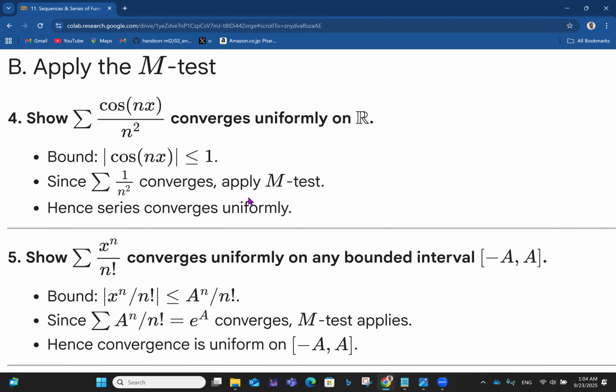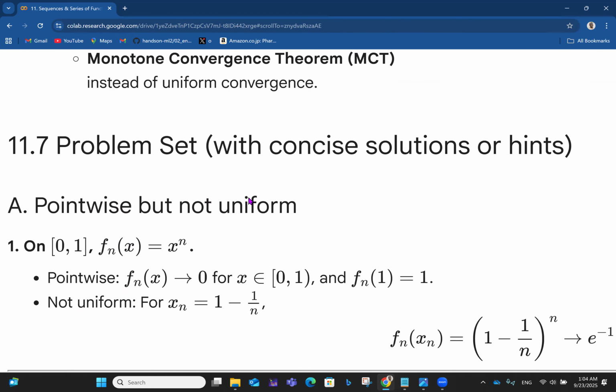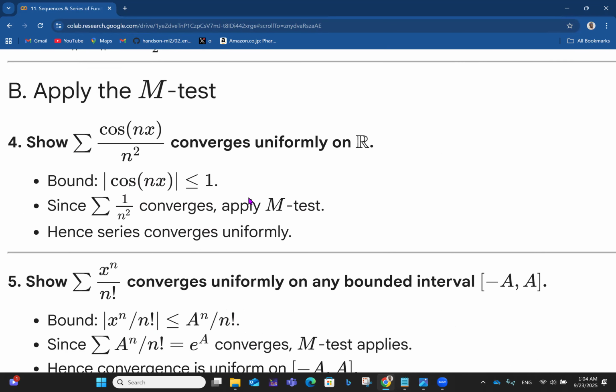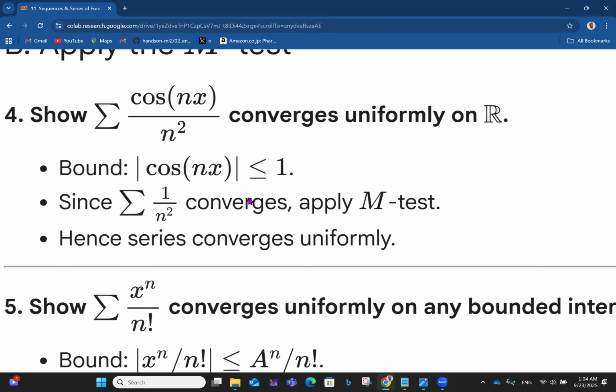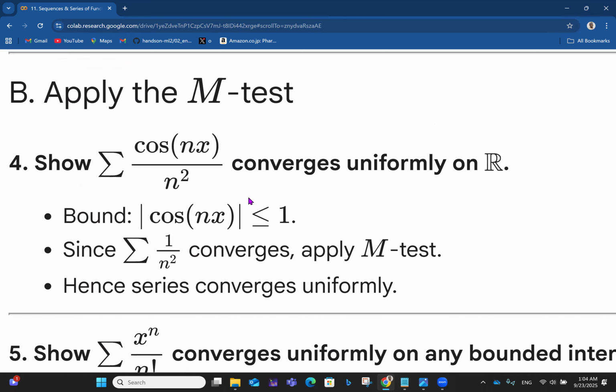Then you can apply the M-test for this set of examples, D. You want to show, for instance, that the summation of cos nx over n squared converges uniformly on the real number line. Of course, the bound is such that cos nx is always less than or equal to 1. We already know the maximum is 1, the minimum is minus 1, so cos nx lies between minus 1 and 1.